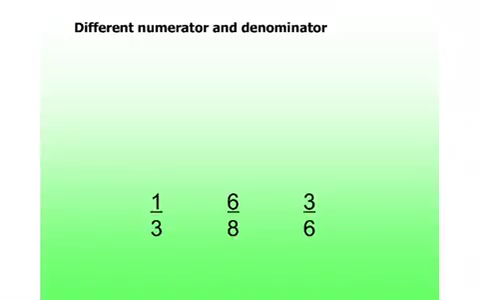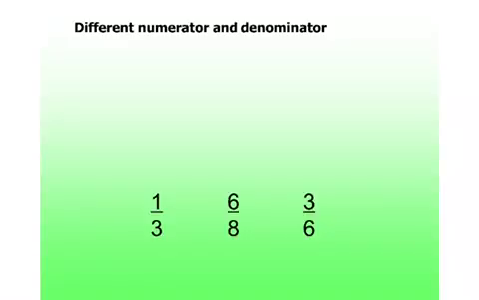Now remember, the denominator is the number at the bottom. It tells you how many parts the whole is broken down into. And the numerator is the number at the top, and that tells you how many you're going to be counting out of the parts that were broken down.